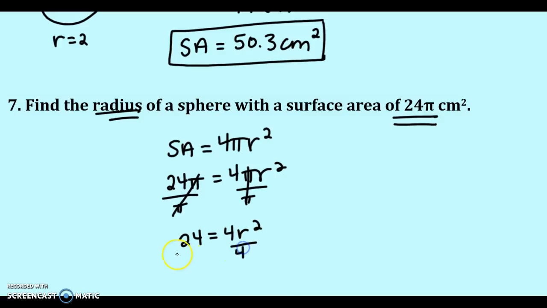So I want to get that r by itself, so I'm going to divide by 4, and I get 6 equals r squared. Now this one we've dealt with. We've done squares and we've done square roots before. So my radius is equal to the square root of 6. Now typically we'll ask for a decimal, so if you plug that into your calculator, you should get a radius of about 2.5 centimeters.